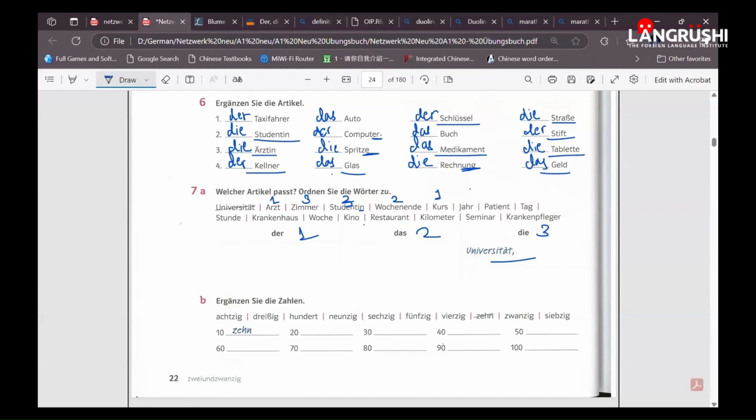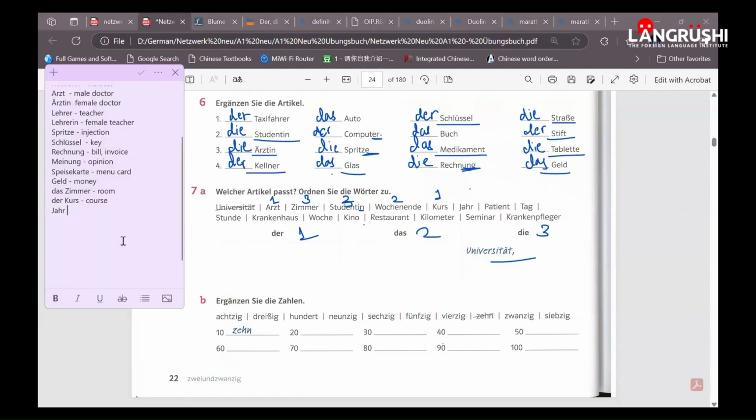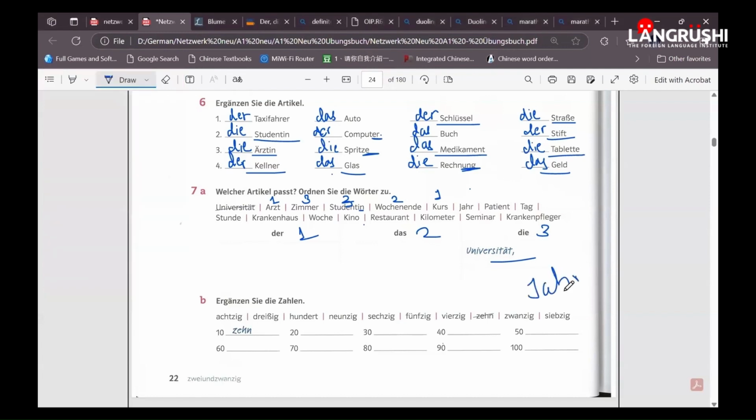Then we have Jahr. Das Jahr. Jahr is year. First year, second year. So das Jahr. So it's pronounced as Yaar, is it? Yeah, the H and R are not silent, not there much. Okay. So it is das Jahr.